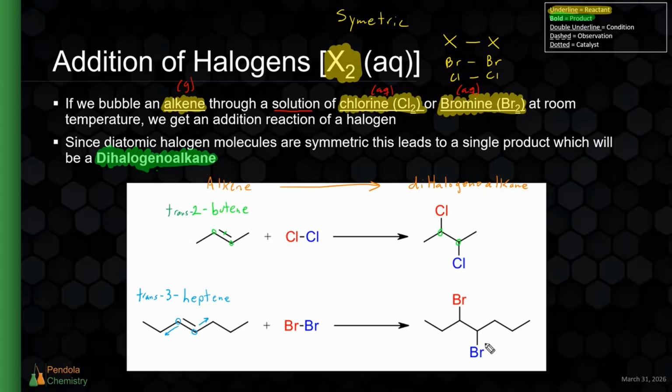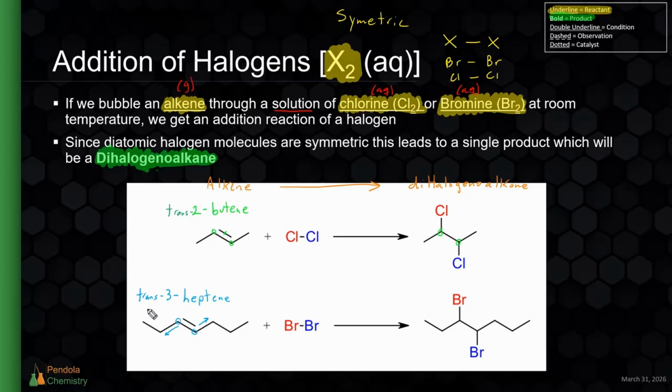But again, is that going to change whether this was cis or trans? Is that going to change our product? Not really. The double bond's still in the same carbons. So the product will be the same. But it's important to take the opportunity to review things like cis-trans isomerism.